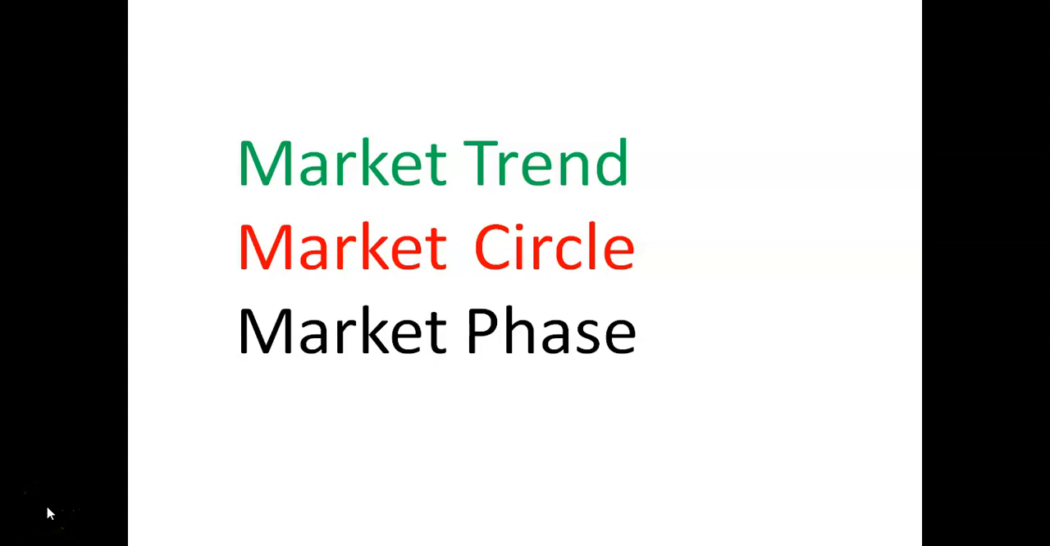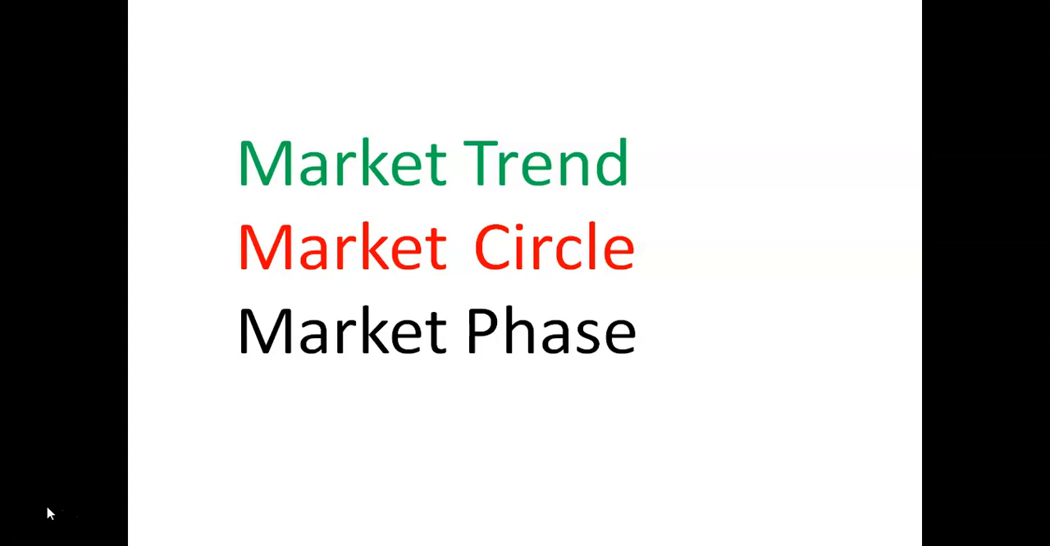In this lesson, we are going to be looking at three critical things that matter in market direction. These are the three things that have a major effect on how the market moves. The first one is the market trend, the second one is the market cycle, and the last one is the market phase.